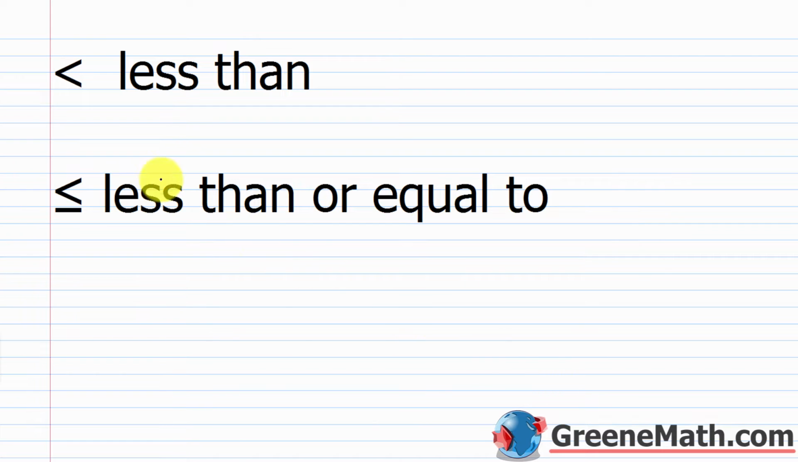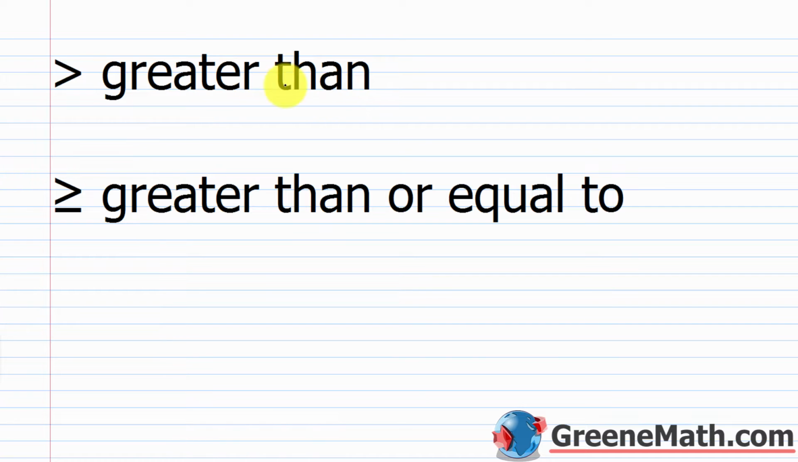So the first thing is that this symbol right here, it points to the left. It's known as the less than symbol. Then this symbol right here that points to the left with a bar underneath it is the less than or equal to. This type of inequality is known as a strict inequality. So something is strictly less than. This type of inequality is known as a non-strict inequality. So it allows for the possibility that they're equal, right? It says or equal to, right? In this case, it's strictly less than. In this case, it's less than or equal to.